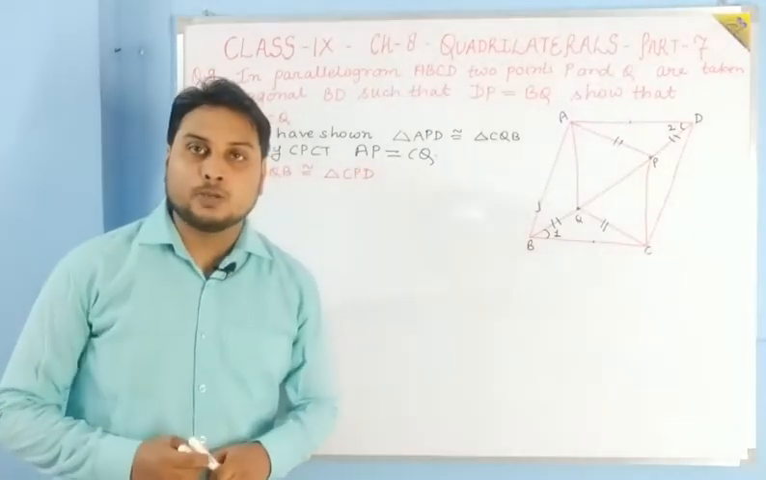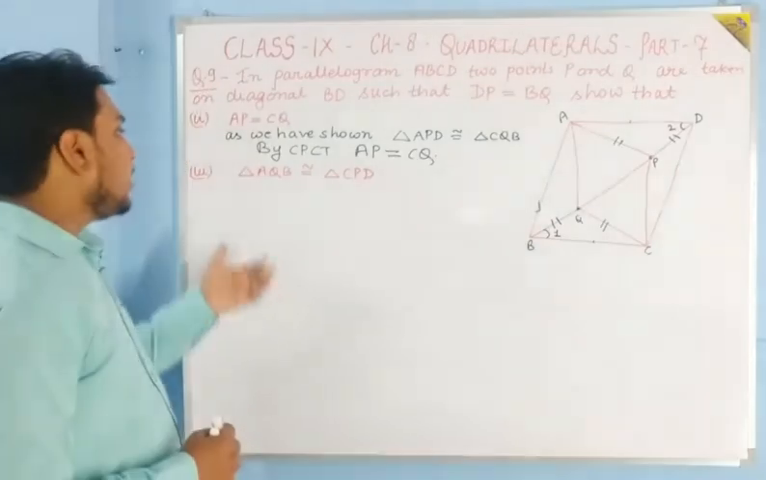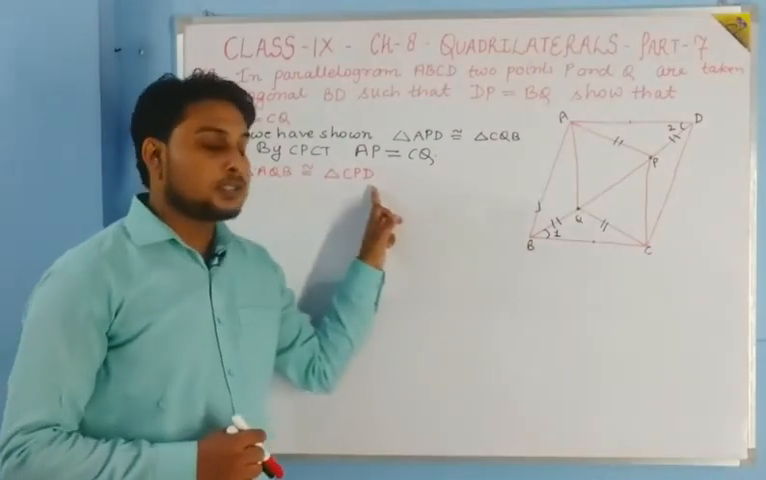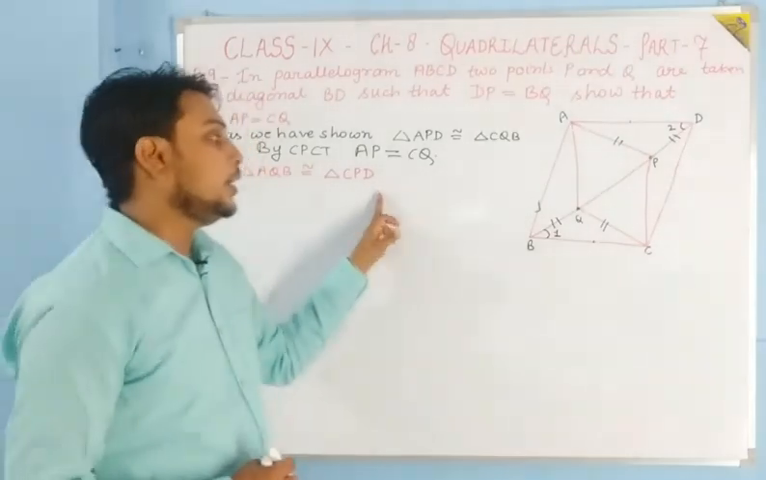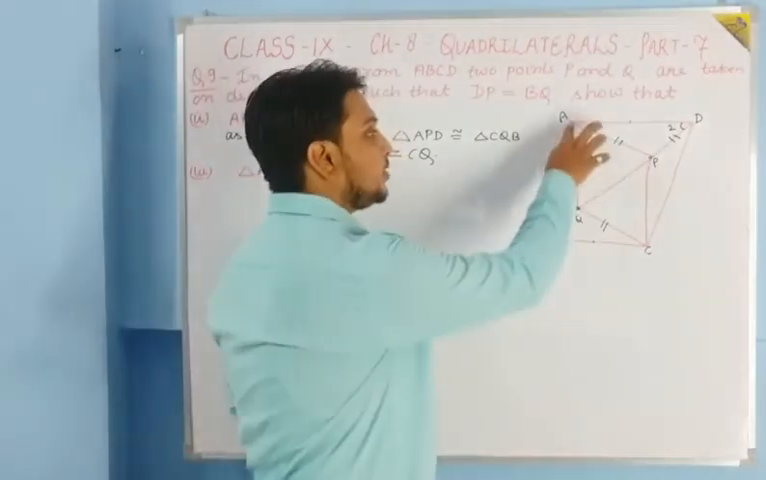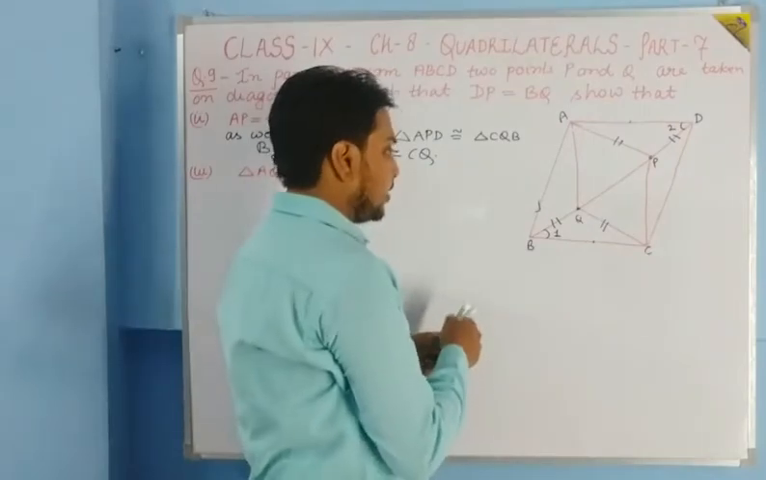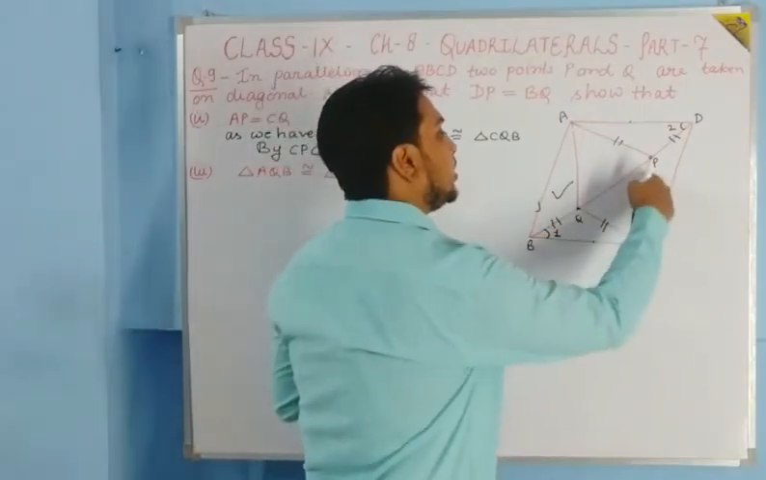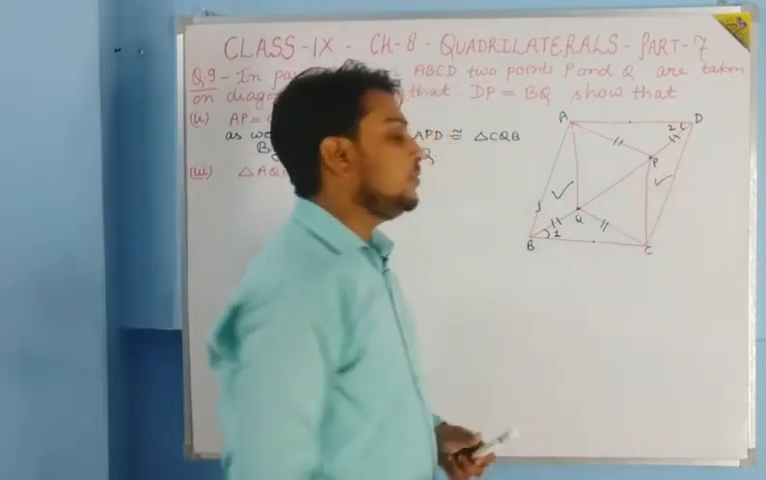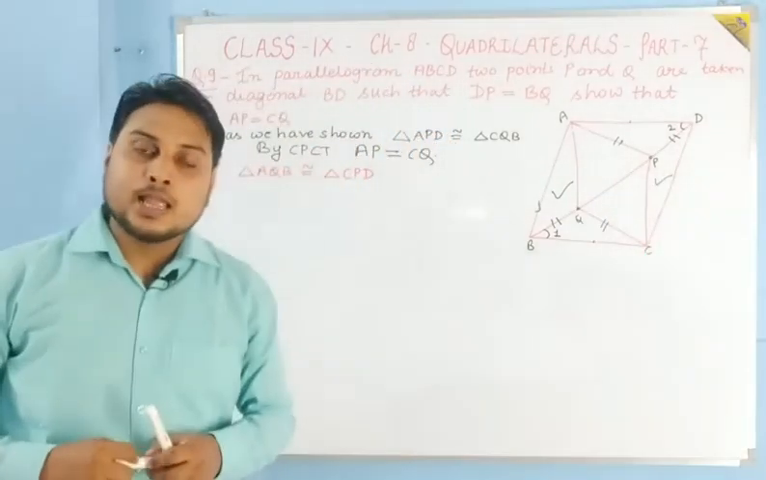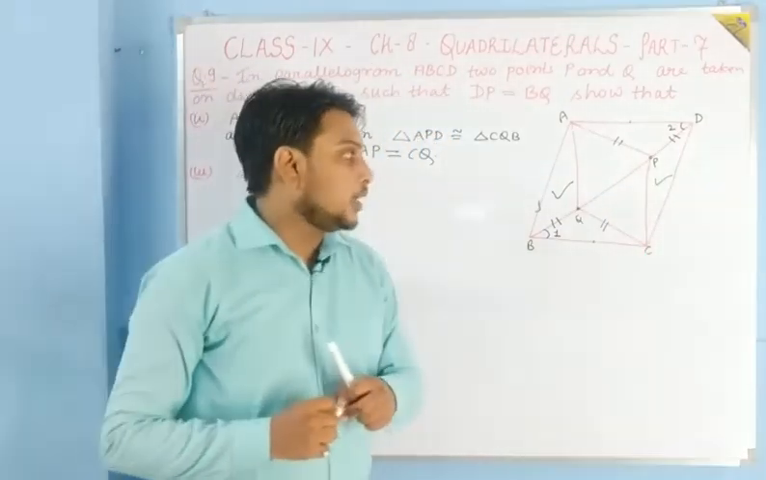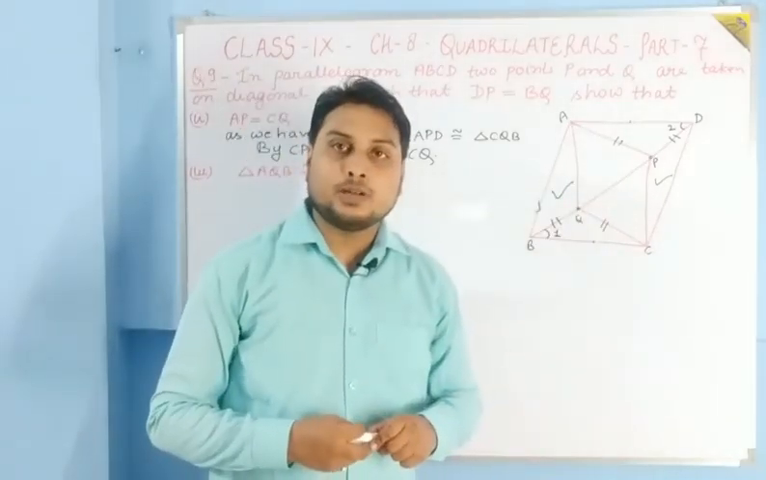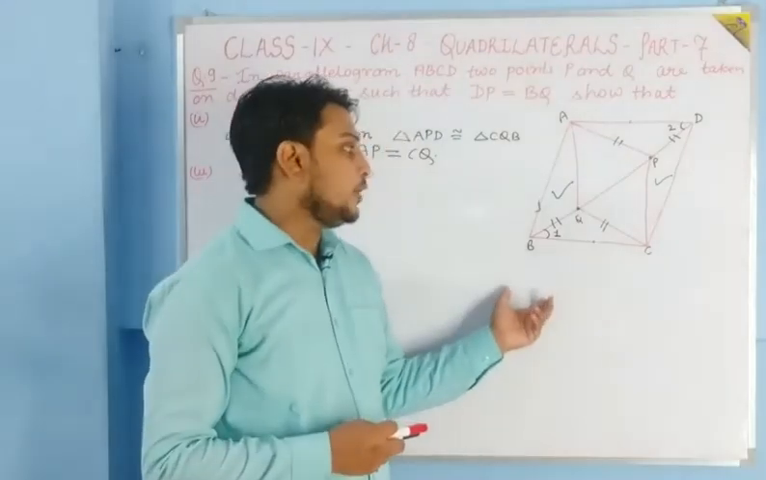Now coming to the third part, we have to show that triangle AQB is congruent to triangle CPD. Which triangle is triangle AQB? This triangle. And which triangle is CPD? This triangle. So we have to show that these two triangles are congruent. So again students, as we have done in the first part, in the same manner we will prove it also. How can we prove it?